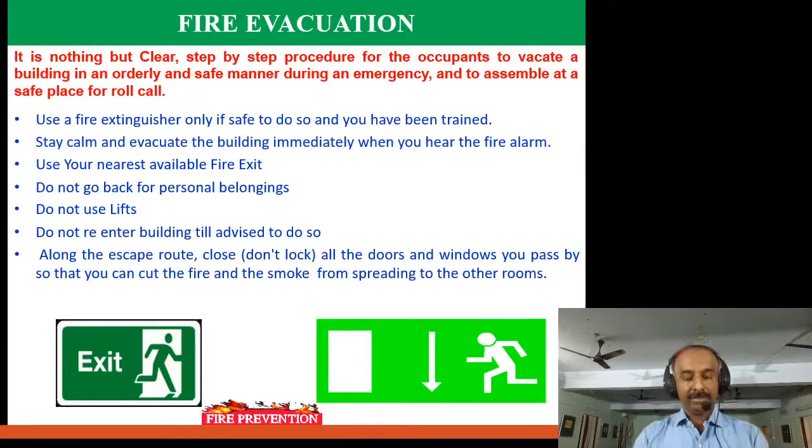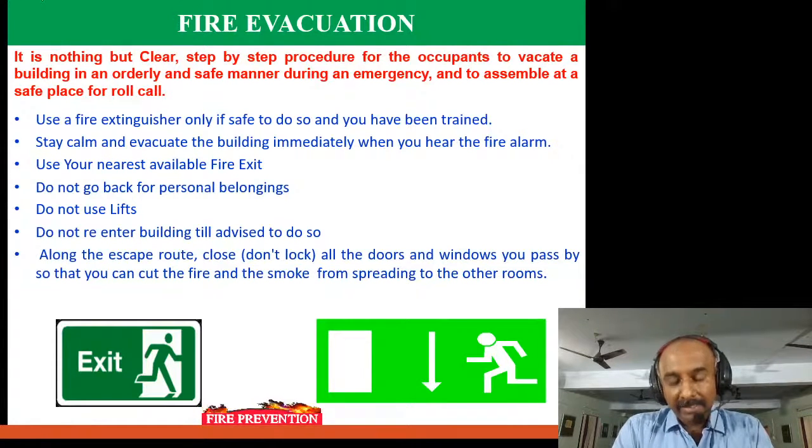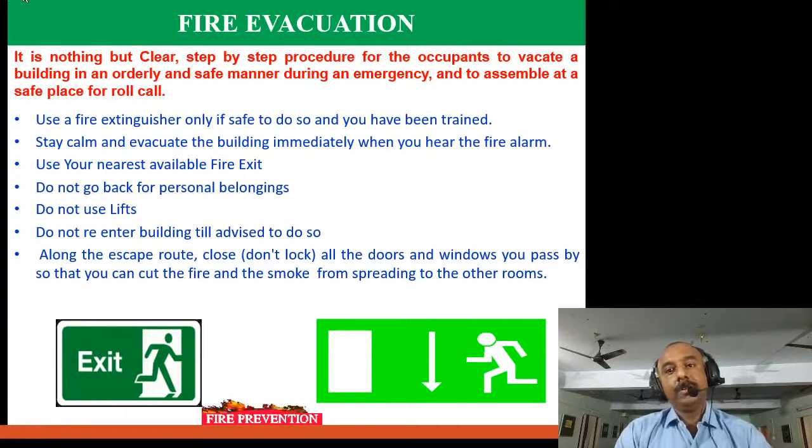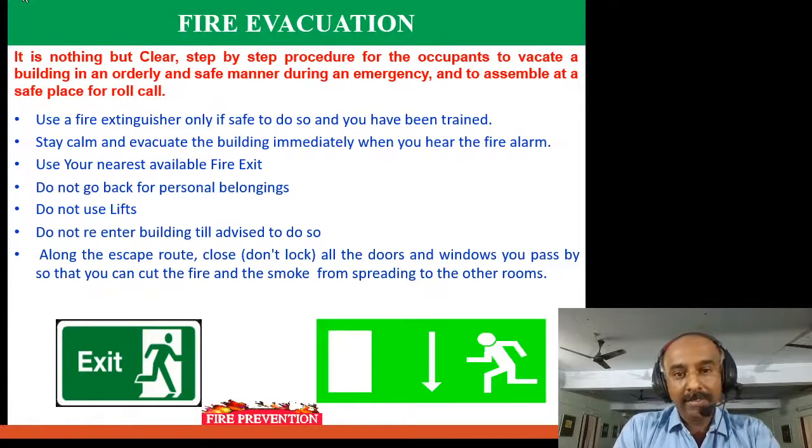So the fire evacuation. What is fire evacuation? Fire evacuation is a written document which provides information about how to evacuate from the building or any fire environment in the event of fire. It is a clear step-by-step procedure for the occupants to vacate a building in an orderly and safe manner during an emergency and to assemble at the safe place for roll call.